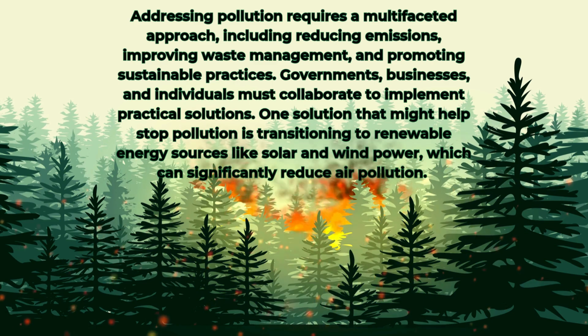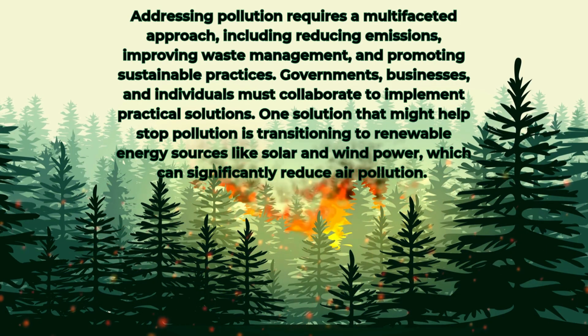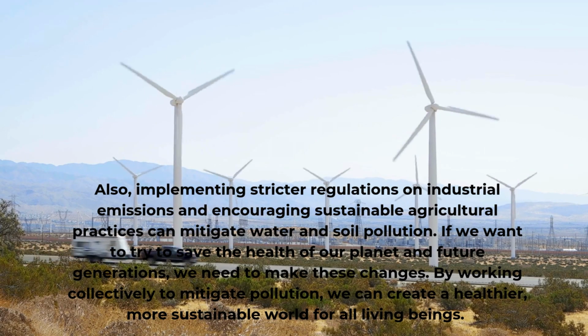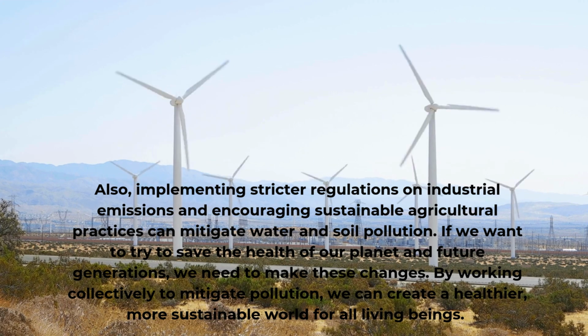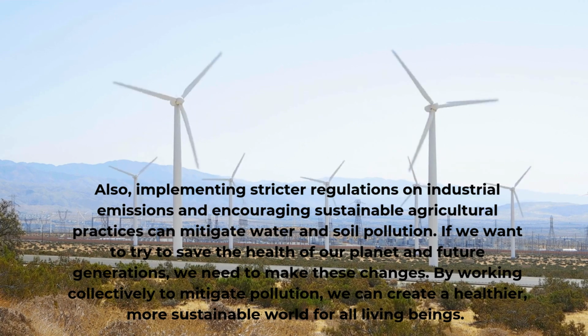One solution that might help stop pollution is transitioning to renewable energy sources like solar and wind power, which can significantly reduce air pollution. Also, implementing stricter regulations on industrial emissions and encouraging sustainable agricultural practices can mitigate water and soil pollution. If we want to try to save the health of our planet and future generations, we need to make these changes.